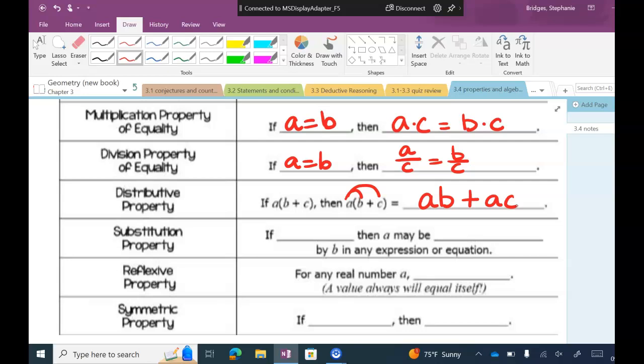So if A is equal to B, sorry, my pen's not wanting to write right now. I'm literally trying to scribble on this thing and it's not doing anything. Maybe that's a sign.